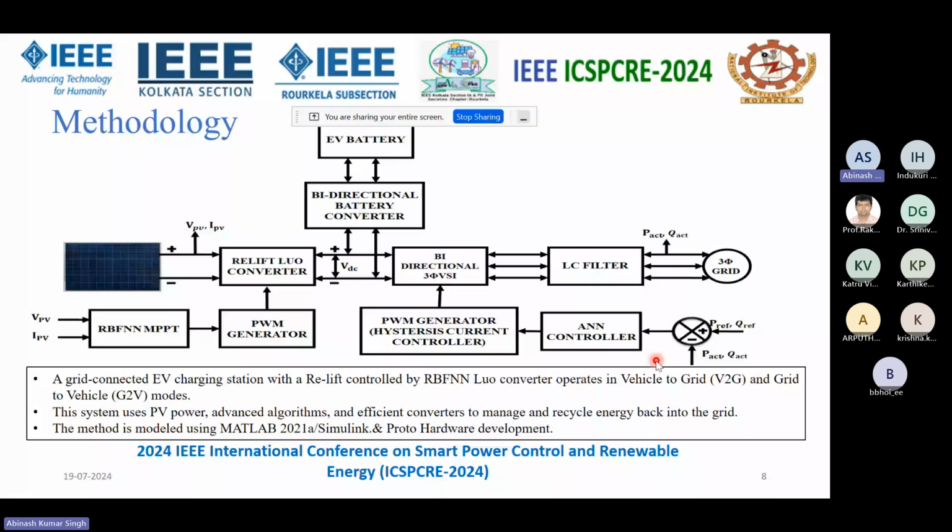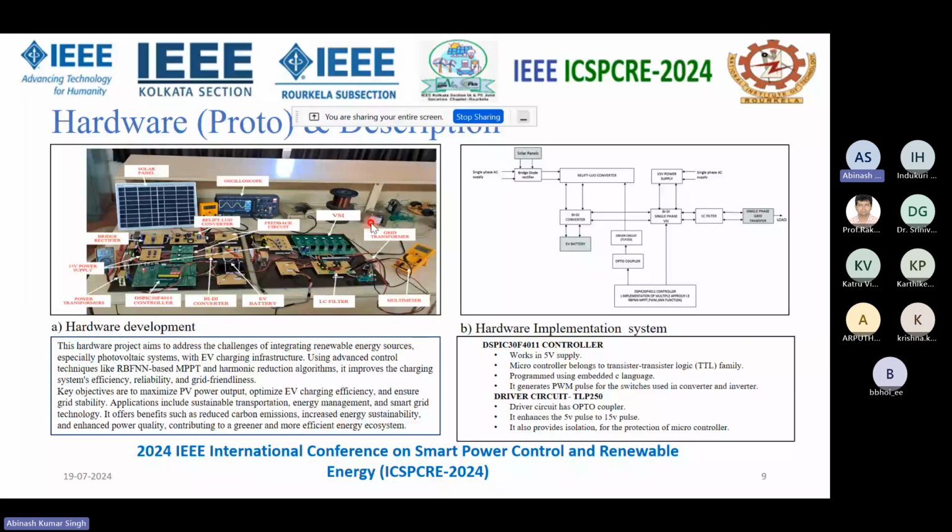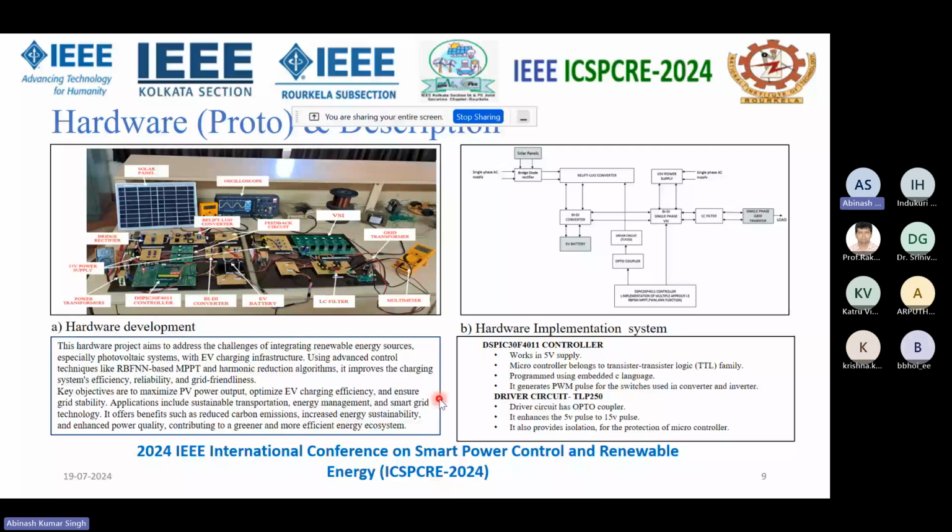This is our hardware prototype and description. This is a small hardware setup. This hardware project aims to address the challenge of integrating renewable energy sources, especially photovoltaic systems, with EV charging infrastructure using advanced control techniques like RBF based MPPT and harmonic reduction algorithm. It improves the charging system efficiency, reliability, and grid friendliness.